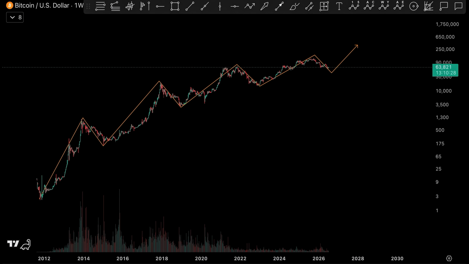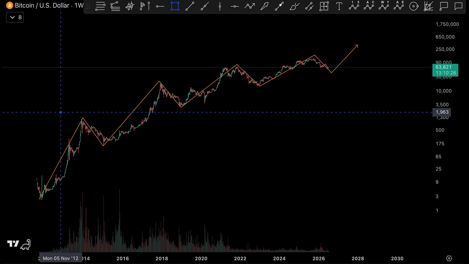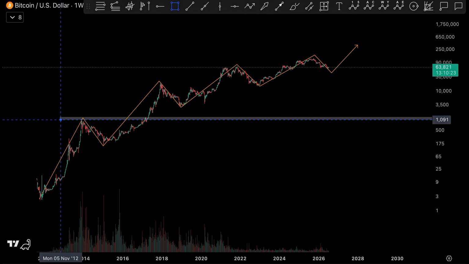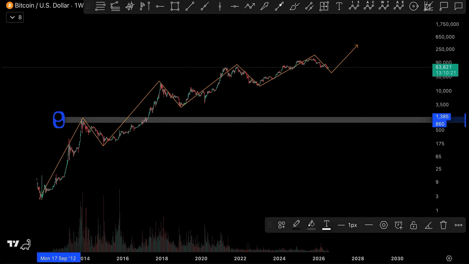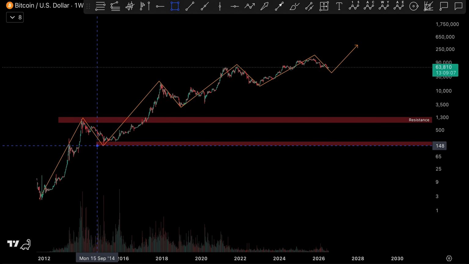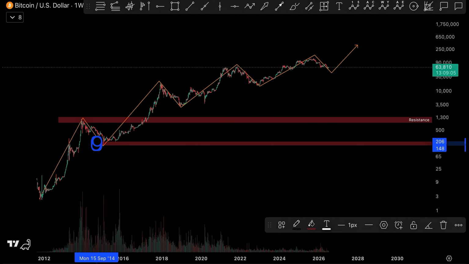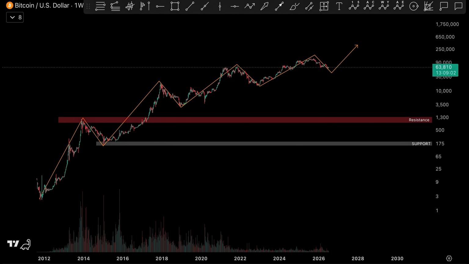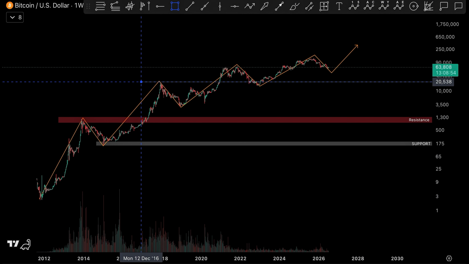So you can see clearly this part here became your resistance, right? So we will make it red, and you can see on the down part here, this part becomes your support. So let's make it gray, support. So you can see very clearly that we have resistance and support, but the market was strong, and this is each bull market and bear market.